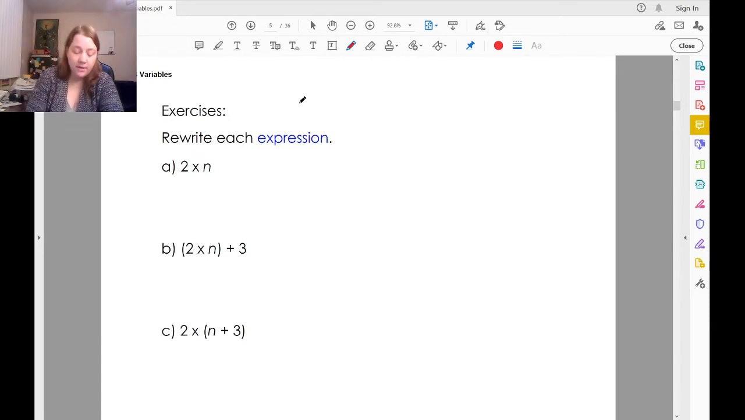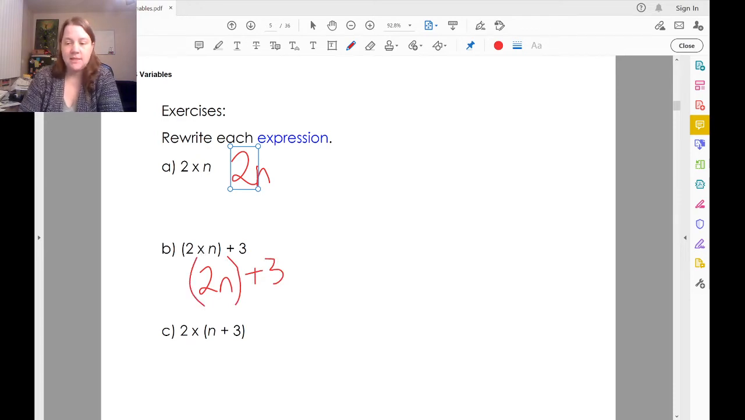Welcome back. So this would be 2n. 2n plus 3. Don't forget the parentheses. 2 times n plus 3. There we go. We wrote it without a multiplication sign.